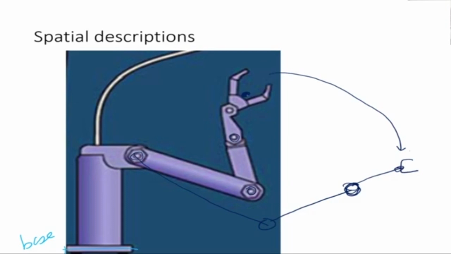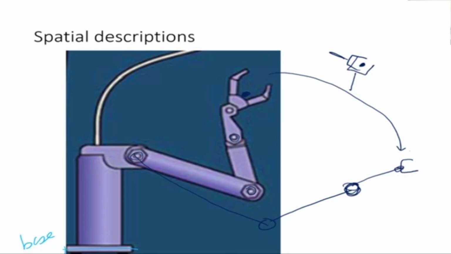We need to know the orientation also, because the end effector could be in different orientations. For example, for a point here, the end effector could be like this, or it could be sideways, it could be like this. So the position coordinate of the point is the same, but the orientation of the end effector is different. So we need to talk of positions and orientations.